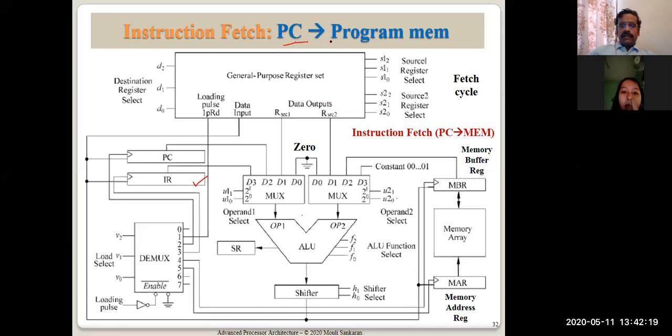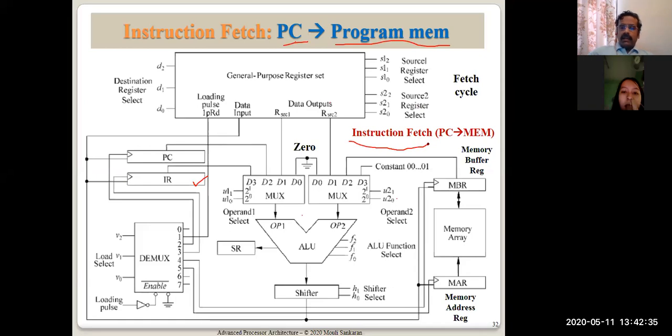First thing is the PC stores the program memory address, which is to be put outside the CPU so that memory can give you the data. The data, in the sense, is the actual program content. So this is the instruction fetch.